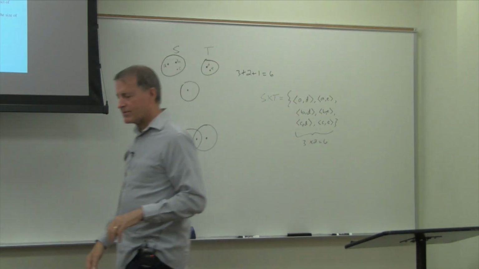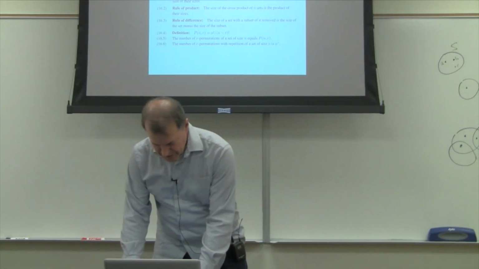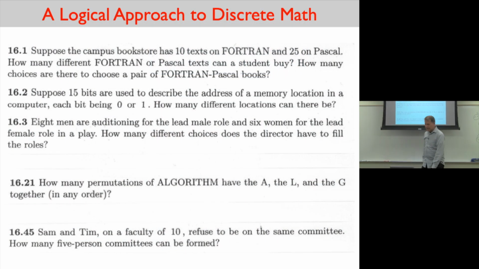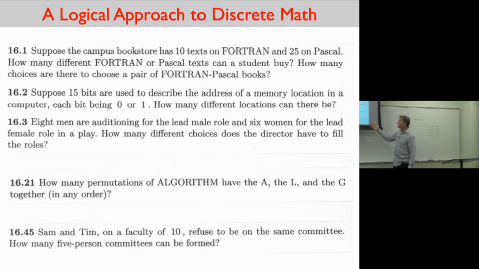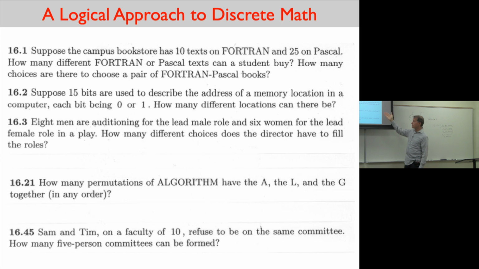Okay, so enough of this theory. Let's do some exercises. For our convenience in the discussion here, these are exercises from the back of the book. Let's just work through the first 3 of these exercises in the book to illustrate these rules. So here's the first exercise, 16.1.